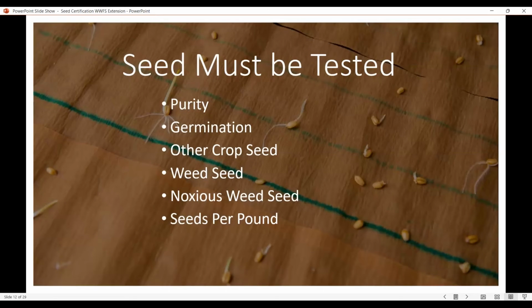The seeds per pound is very important in that it helps you set your planting rate. The seed size varies greatly between varieties. It may be 10,000 or 12,000 seeds per pound on one variety, and it may be up to 20,000 seeds per pound on another. And it's important for you to know this when you're setting your planting rates in the field.